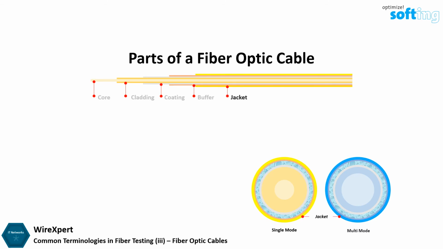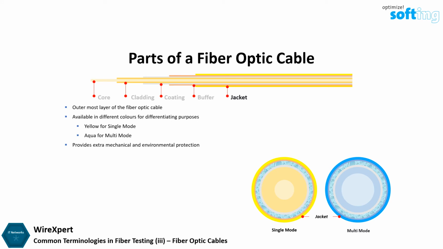The jacket is the outermost layer of the fiber cable. It is available in different colors, mainly for identifying the type of cable that is in use, for example, yellow for single mode, and aqua for multi-mode. The jacket provides extra mechanical and environmental protection.